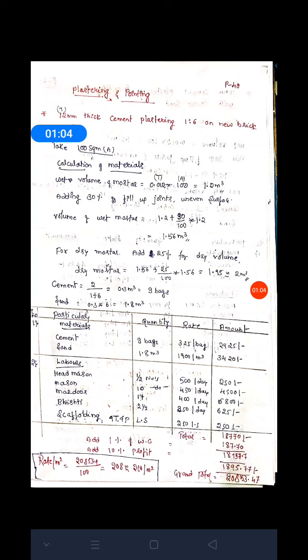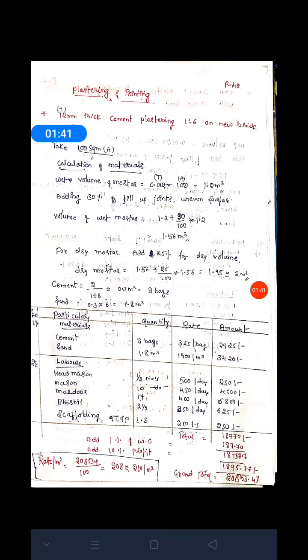Here the question is: 12 mm thick plaster 1:6 on new brick wall, and the plastering work should be carried out for 100 square meters. In order to carry out this plastering, we should calculate the quantity of materials. For that we require the dry mortar. Without knowing the wet volume of mortar, it is very difficult to calculate the dry volume of mortar. So let's start with the calculation of the wet volume of mortar.